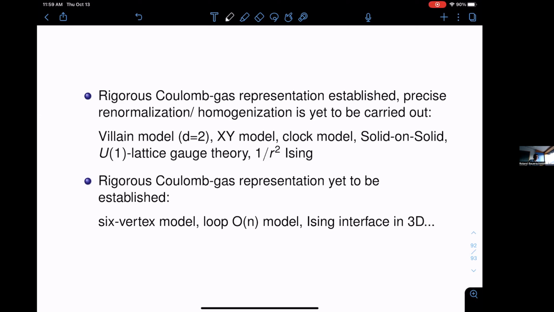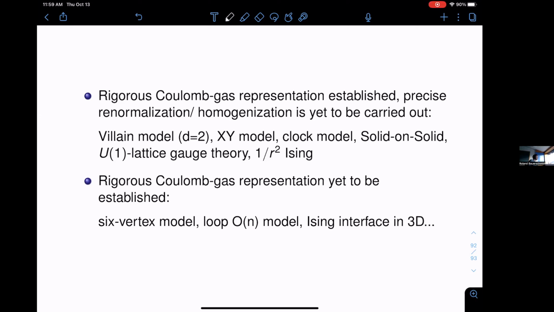Any other questions? So can I ask, when you mentioned the critical temperature is not 8 pi, is there a heuristic description of this?